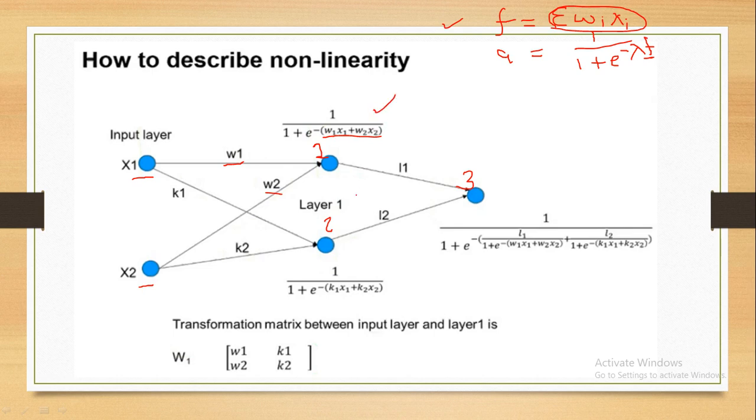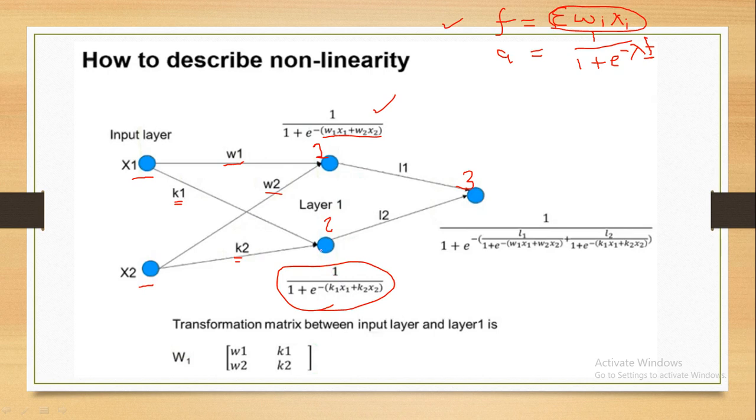Now in a similar way, for the second neuron, let me consider the weight vector value to be k1 k2. So what will be the equation? It depends on the integration function, which is nothing but wi xi, but the value of w is k1 k2. So the answer will be 1 upon 1 plus e raised to minus (k1 x1 plus k2 x2).